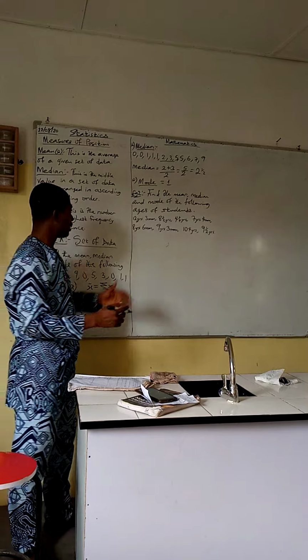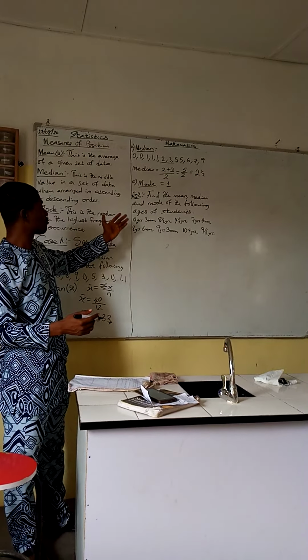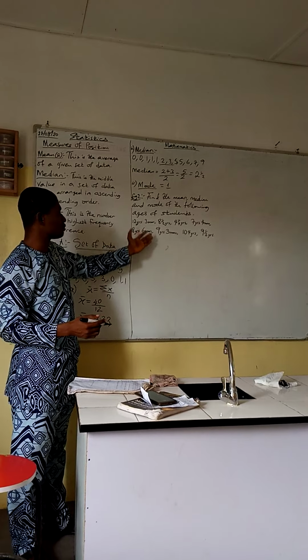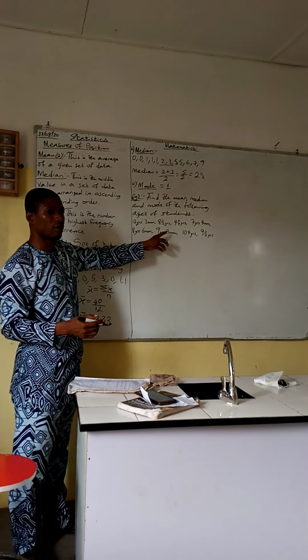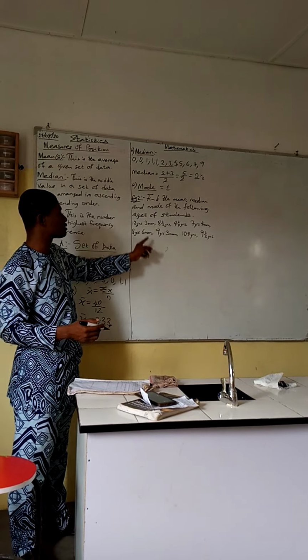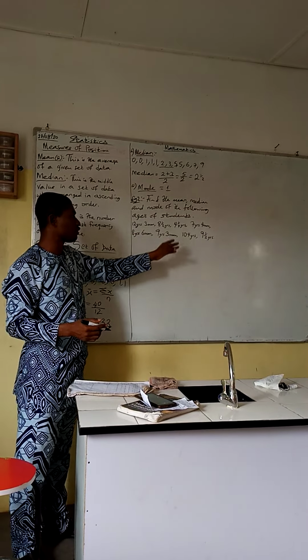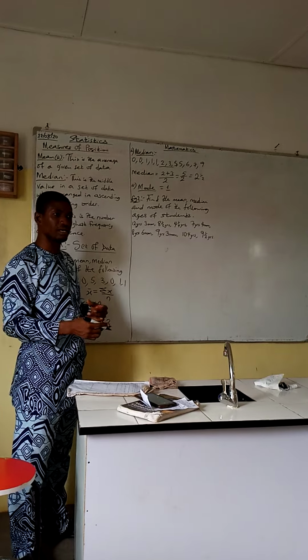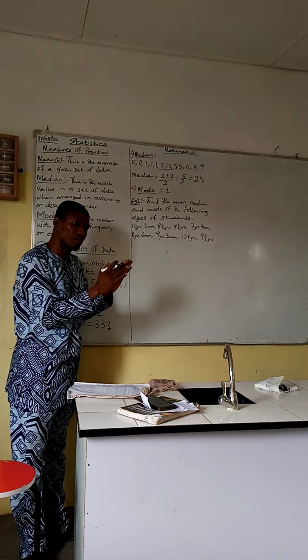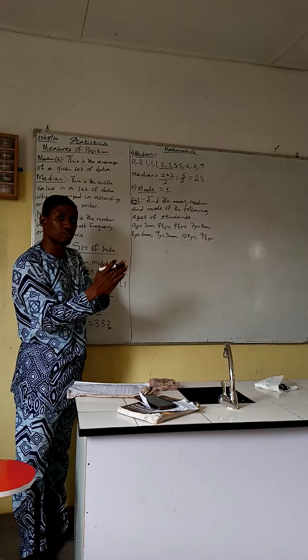Now, question number 2 says, find the mean, median, and mode of the following ages of students. You have 12 years 3 months, 8.5 years, 4.25 years, 7 years 4 months, 8 years 6 months, 9 years 3 months, 10.4 years, 9.5 years. What do we do? We need to resolve it to one particular form. Maybe we change to fraction or decimal.